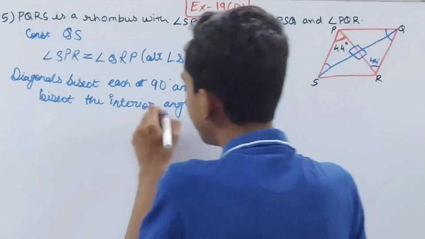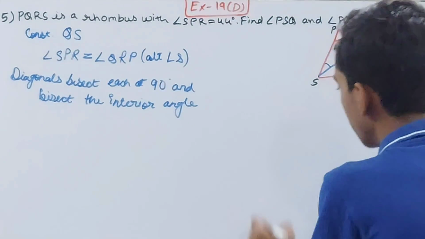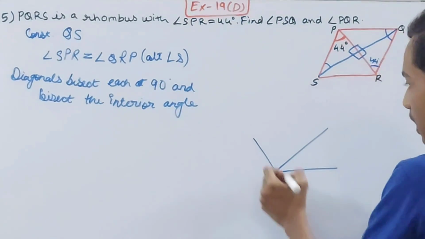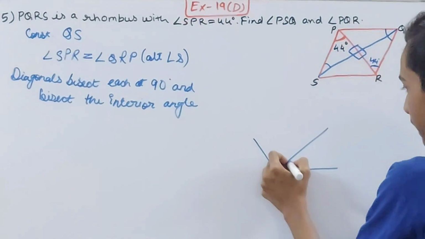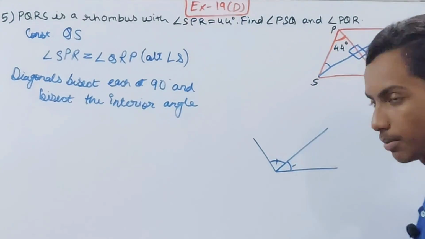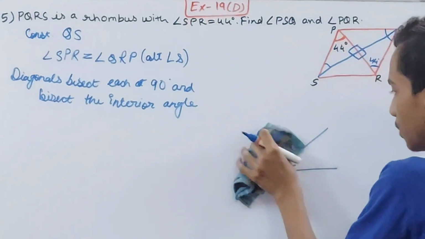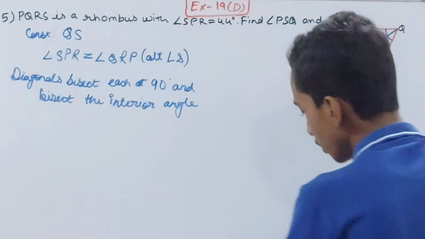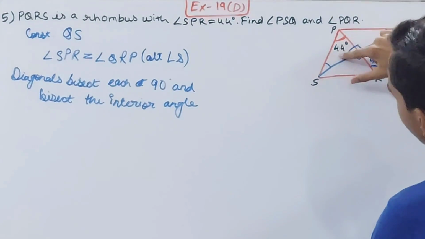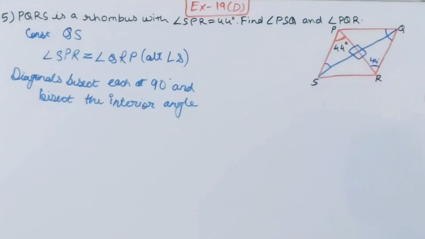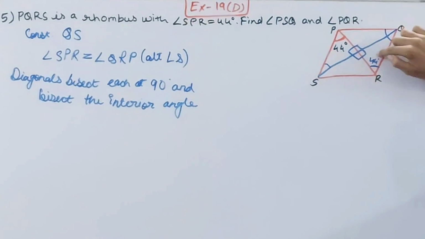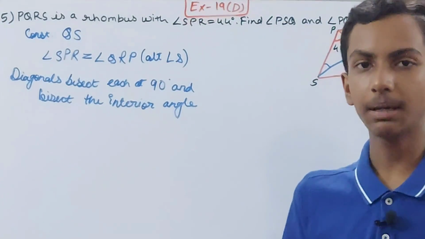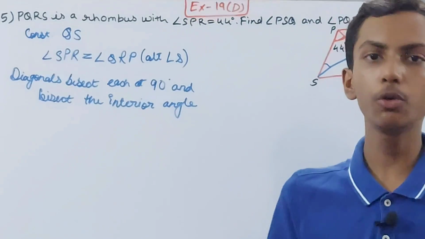Now look, they bisect the interior angle. What does it mean? Suppose this is one interior angle and a diagonal is touching it, and I say it is bisecting the angle, that means this part is equal to this part. Both the parts are equal to each other. That is what bisecting the interior angles means. So if one part is 44 degrees, the other part will also be 44. And here also, if one part is 44 degrees, the other half will also be 44, because it divides the angle into two equal parts.